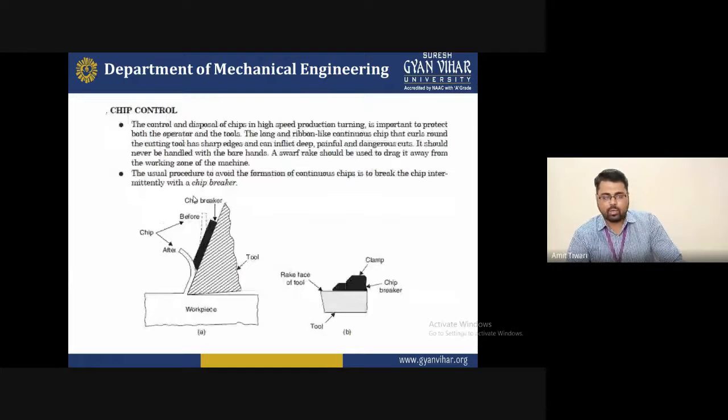I hope you understand the concept of chip control and why a chip breaker is used. Because most of the time, when we use brittle material, this condition occurs continuously. To prevent this, we use a tool feature, the chip breaker, on the surface of the tool to reduce continuous chip formation and produce discontinuous chips.